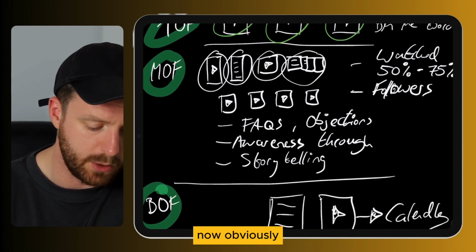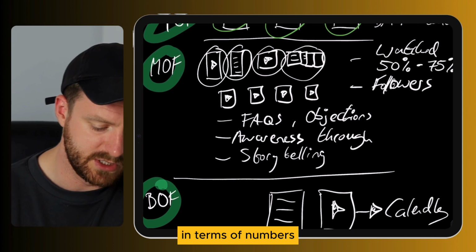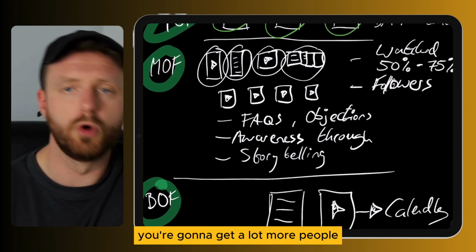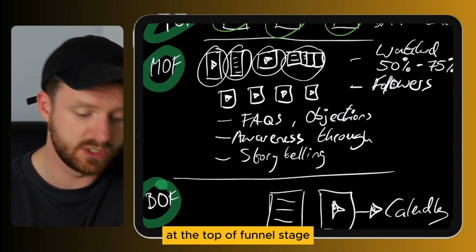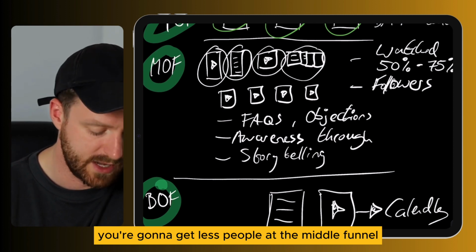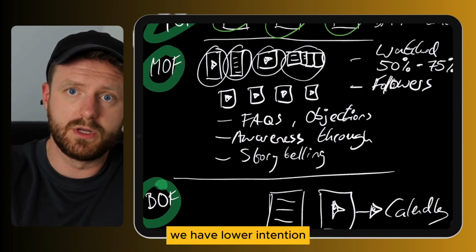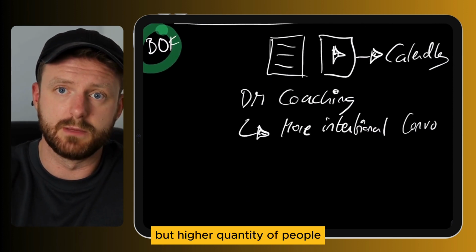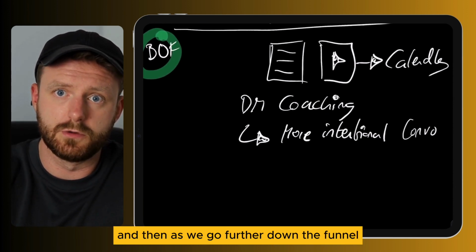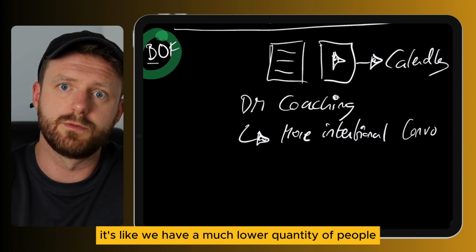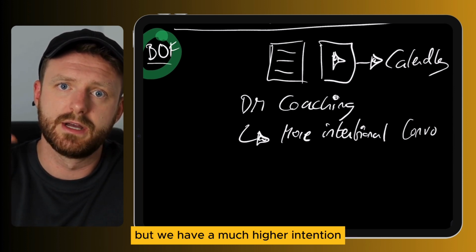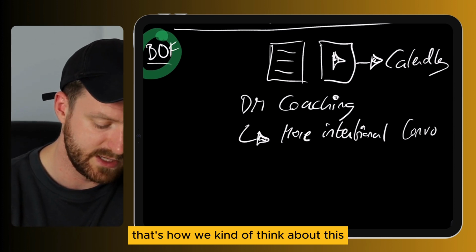Now obviously, in terms of numbers, you're going to get a lot more people at the top of funnel stage. You're going to get less people at the middle funnel, and you're going to get a lot less people bottom of funnel. So it's like we have lower intention but higher quantity of people, and then as we go further down the funnel, it's like we have a much lower quantity of people but a much higher intention. That's how we kind of think about this.